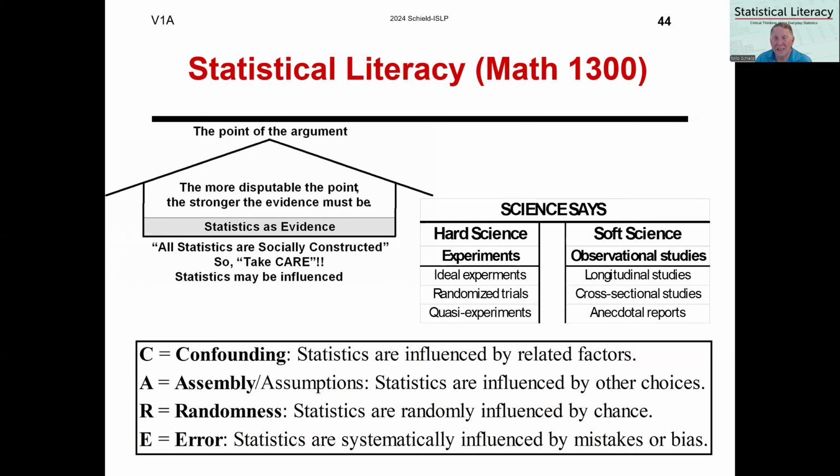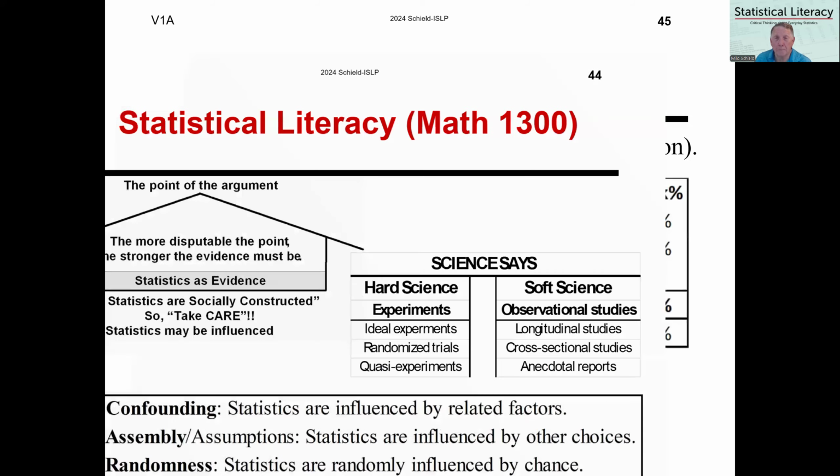As an example, students are going to see the phrase science says in the everyday media. They need to distinguish experiments, hard science, from observational studies, soft science. They need to know the difference between ideal experiments, randomized trials, and quasi-experiments. They need to know the difference between longitudinal and cross-sectional studies. But more importantly, they need to know the difference between an experiment and an observational study.